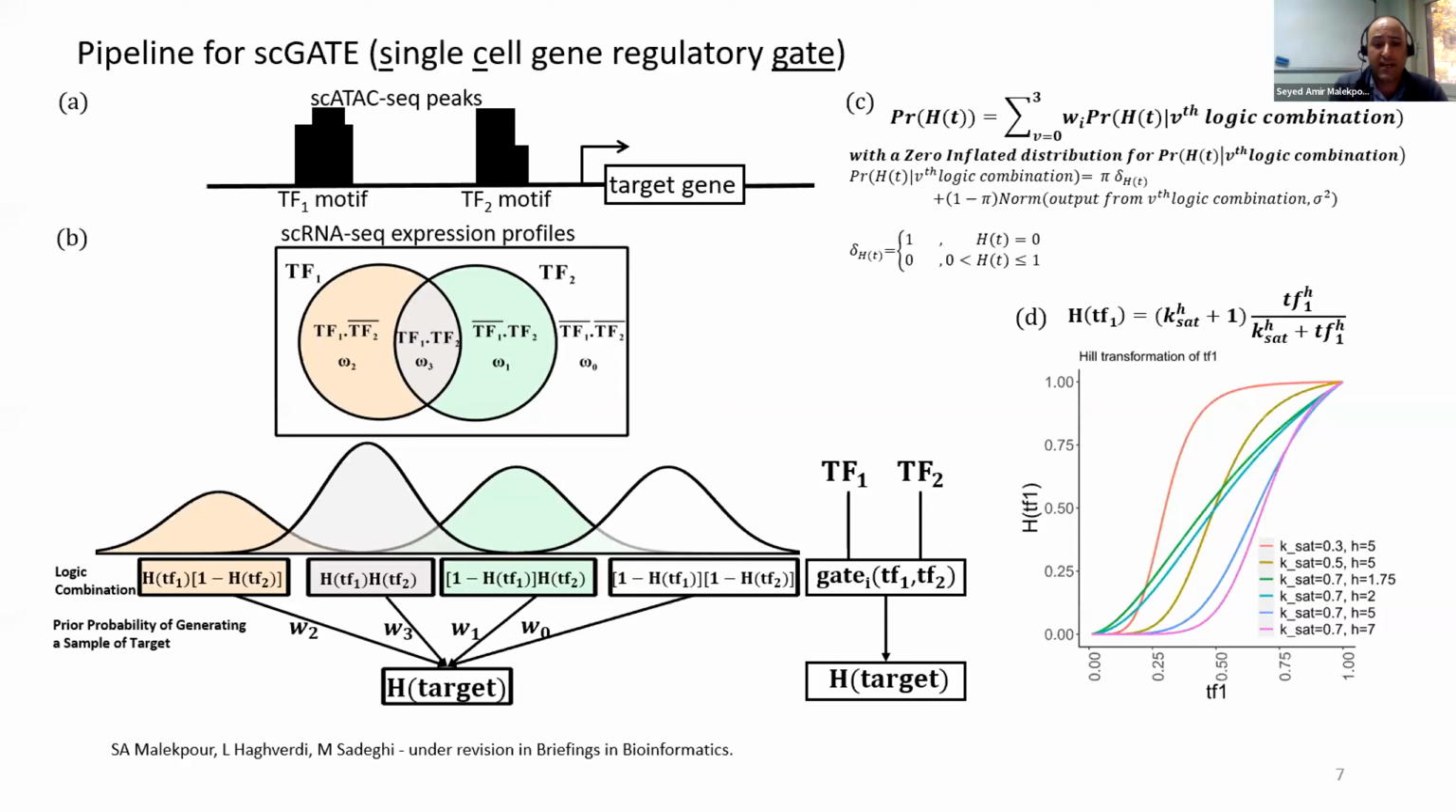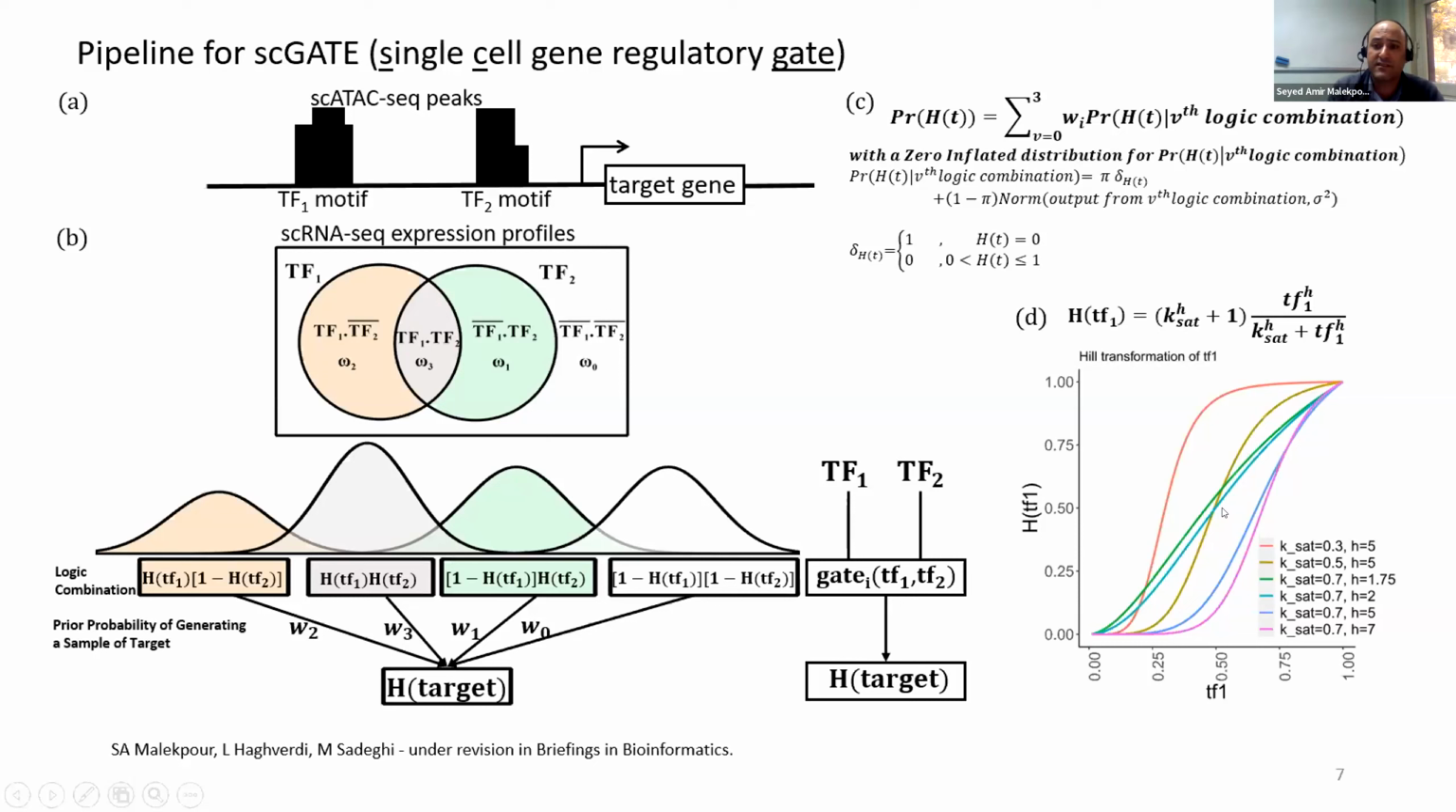Actually, as we have dropout in the single cell data, we use a zero inflated distribution for the target gene, also to model the gene specific or cell type specific parameters.